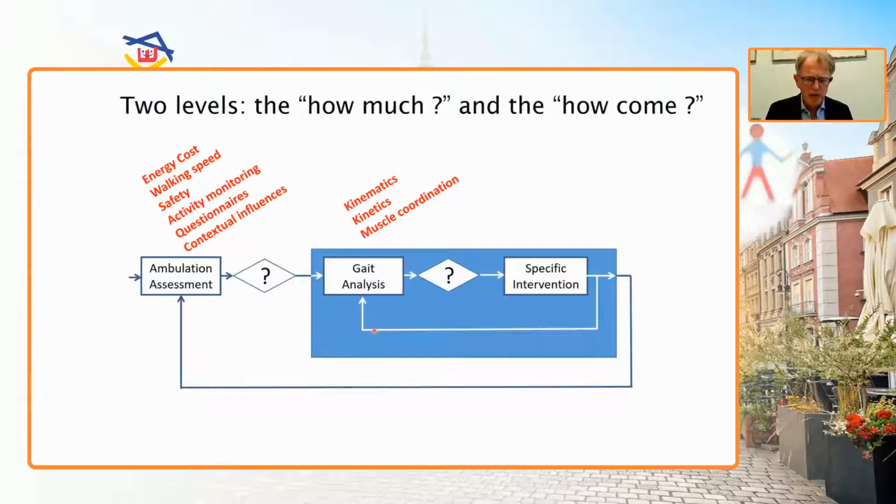Some outcome measures related to those 2 levels. It's first like energy goals, walking speed, activity monitoring, everything that's important to the patients. And when we go to gait analysis, we take the glasses of the biomechanist and look at kinematics, kinetics, and also the neurological level, how the muscles are coordinated. And the big thing, of course, is the question mark. How do we come from this information to a specific intervention? A specific intervention, for instance, an ankle foot orthosis.